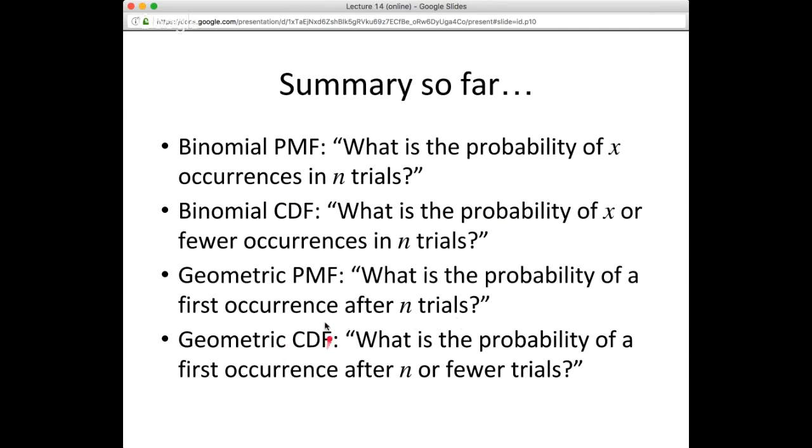The corresponding geometric CDF is: what is the probability of a first occurrence after N or fewer trials? Again, each of these sequences in the sum is going to be unique, because we will have a series of non-occurrences and then we'll end with an occurrence. And then it's really just that we have N or fewer trials associated with each of those terms in the sum.